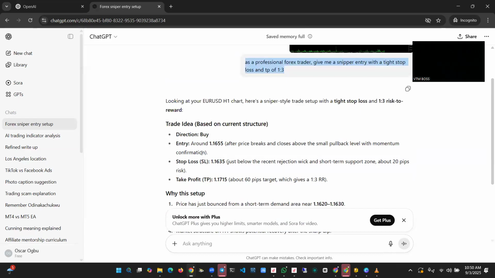It has given you your entry, it has given you your stop loss, it has given you your TP. What else are you looking for? Why are you still paying for signal? Why are you still paying for signal? Stop paying for signal. Okay? All you just need to do is to understand how things work.